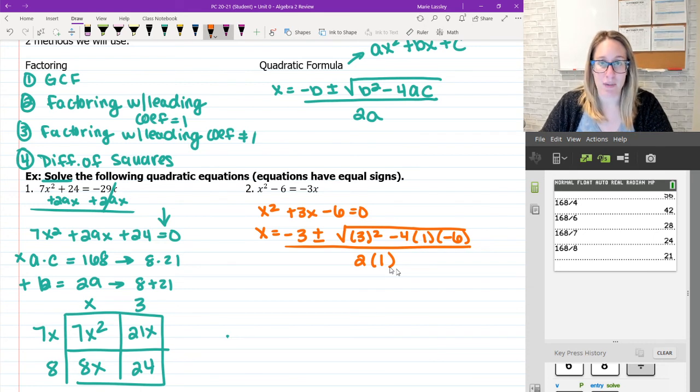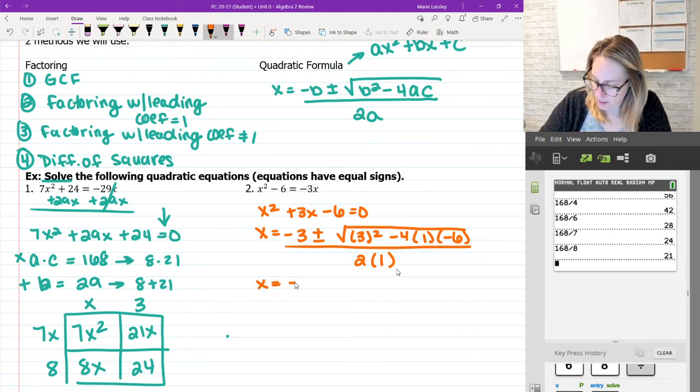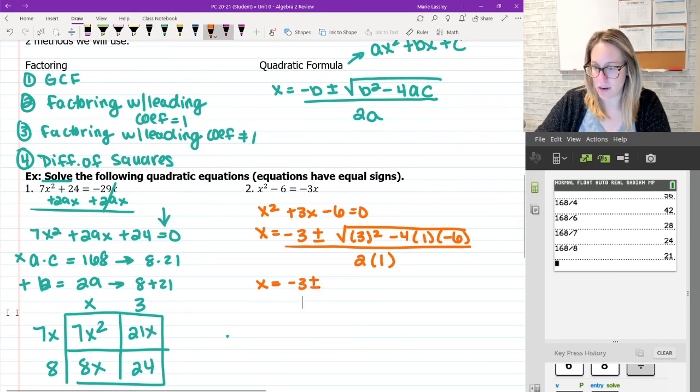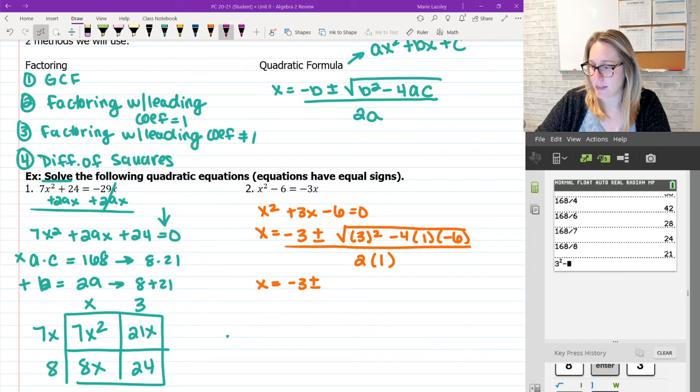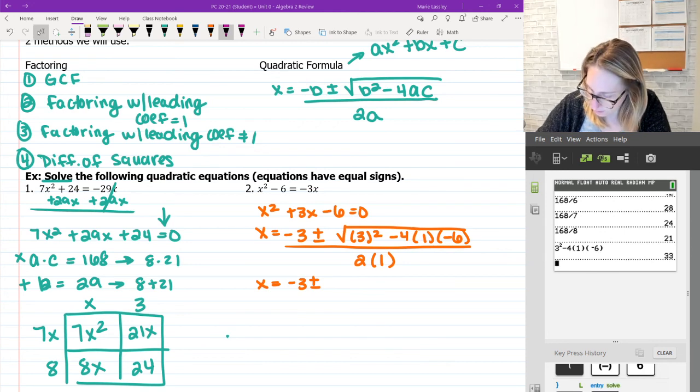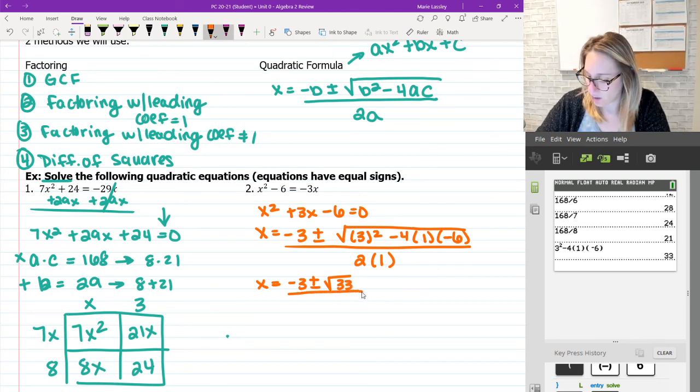And remember, we're getting those numbers from the standard form, right? ax squared plus bx plus c. So that's where they're coming from. All right, now we just need to simplify this. So we have -3 plus or minus. All right, now I'm going to go to my calculator because I don't trust my mental math. And I'm just going to type in 3 squared minus 4 times 1 times -6. So I'm just putting in the whole thing that's underneath that parentheses, and that's going to give me 33. So plus or minus the square root of 33 all over 2 times 1, which is just 2.